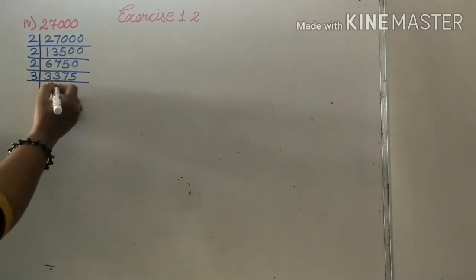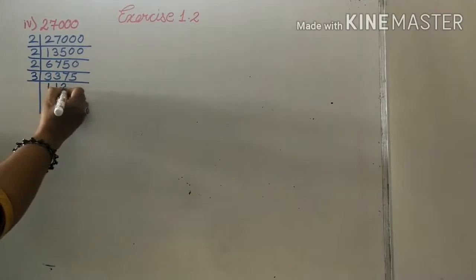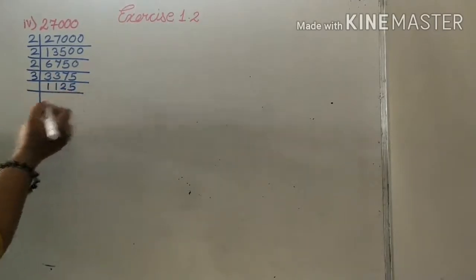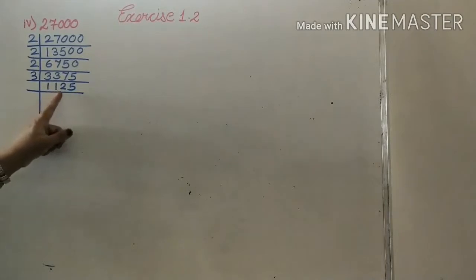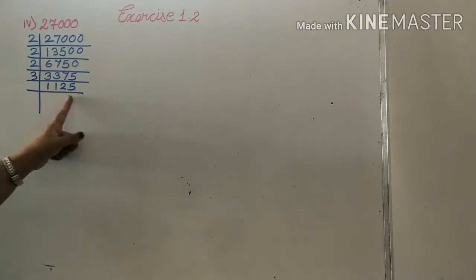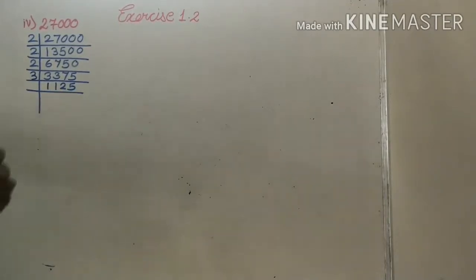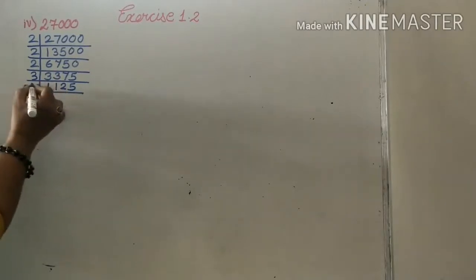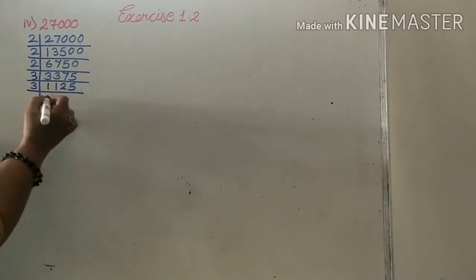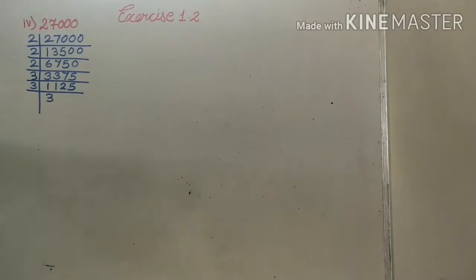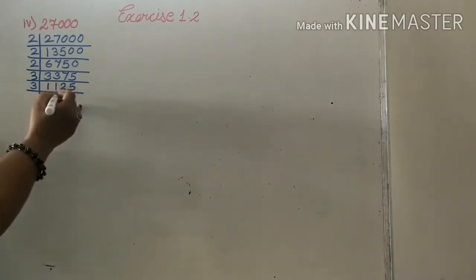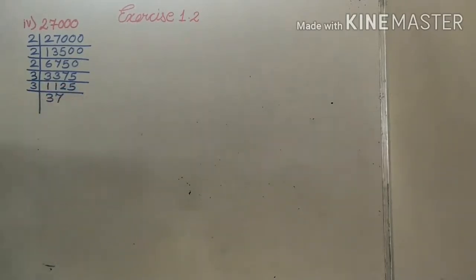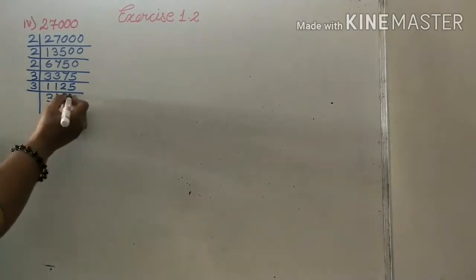3 1s are 3. 3 2s are 6. 3 5s are 15. Next, 1 plus 1 is 2. 2 plus 2 is 4. 4 plus 5 is 9. 9 is divisible by 3. So the given number is divisible by 3. 3 3s are 9. 3 7s are 21. 3 5s are 15.